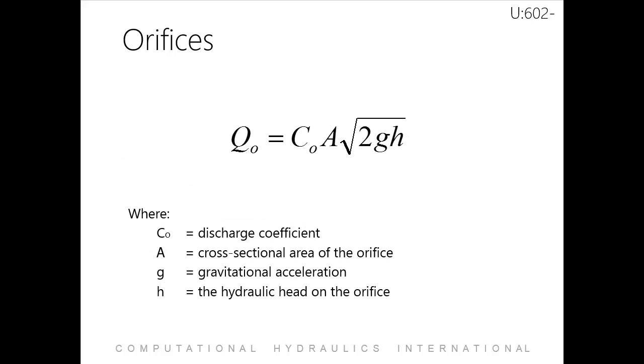The basic orifice equation shows how the flow through an orifice is calculated from the discharge coefficient, cross-sectional area of the orifice, gravitational acceleration, and the hydraulic head on the orifice. The discharge coefficient is a function of the type of opening and the length of the orifice tube.